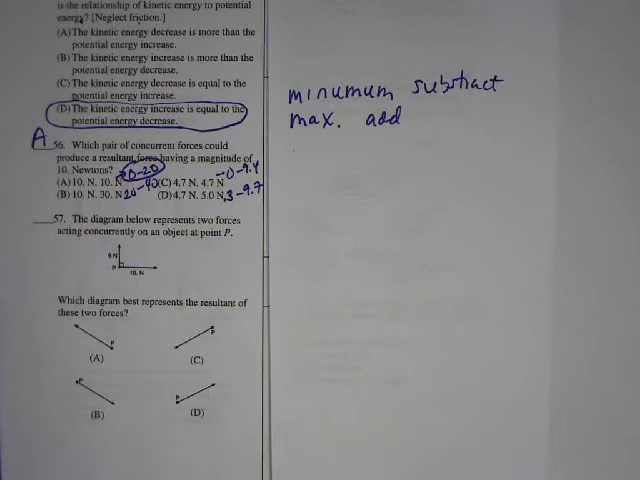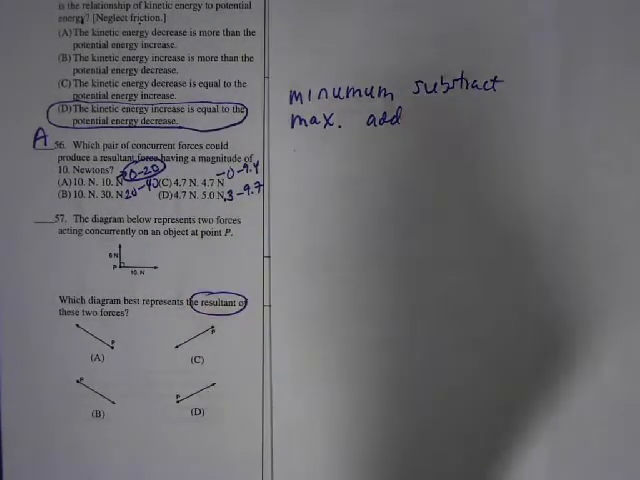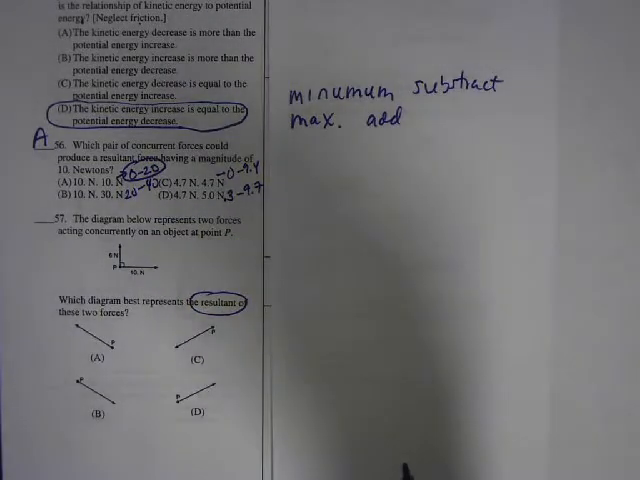All right, number 57. The diagram below represents two forces acting concurrently on object P. Which diagram represents the resultant? So the resultant is what happens when I add vectors. Vectors cannot be added algebraically. Vectors have to be added vectorially, which means I have to add them head to tail.